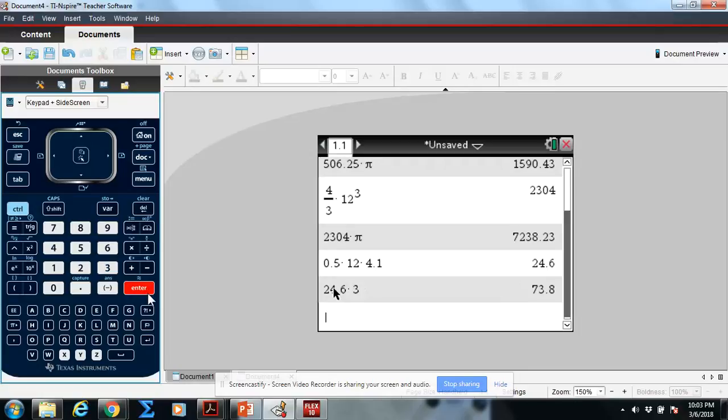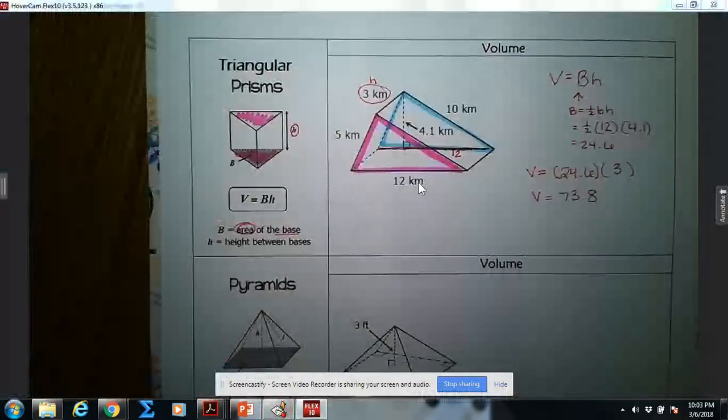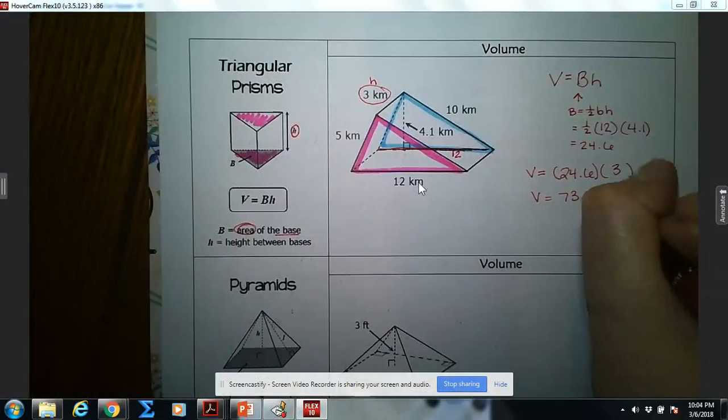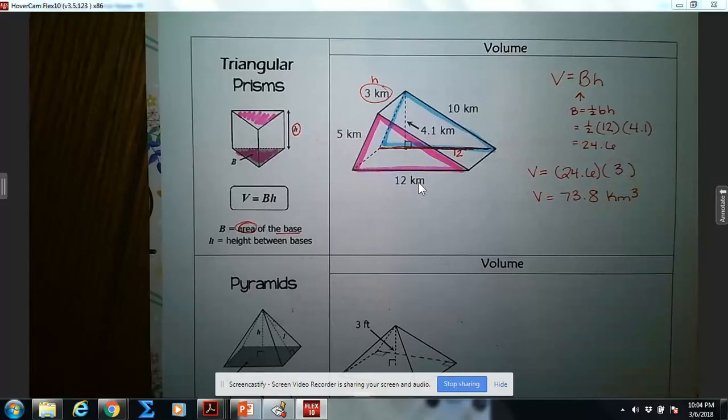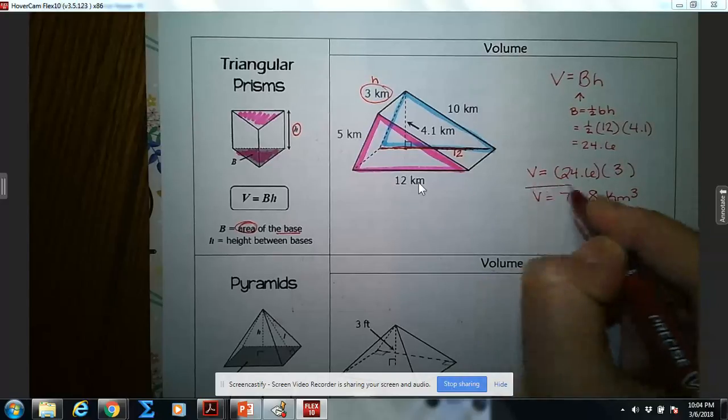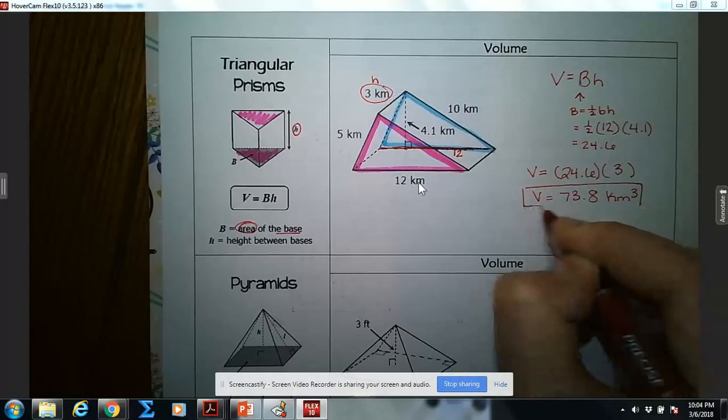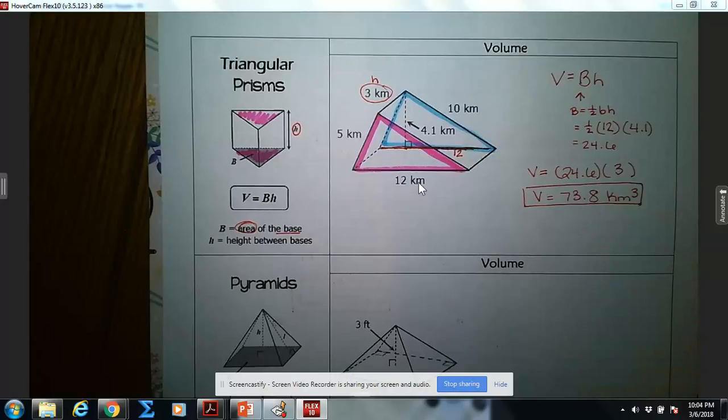Our volume is 73.8. And what are we measuring in? Kilometers cubed. It is a three-dimensional value. Okay, wonderful.